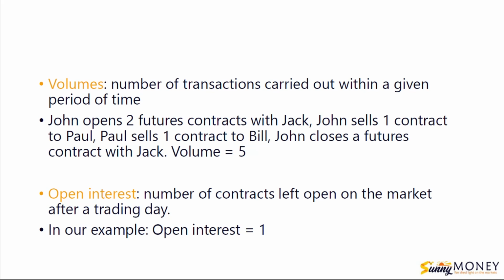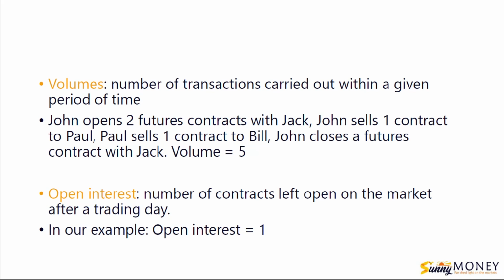For example, John opens 2 futures contracts with Jack. John sells 1 contract to Paul. Paul sells 1 contract to Bill. John closes 1 future contract with Jack. Volume, 5. The volumes, however, do not represent much, if not the liquidity of the stock and the price area where the trades take place.